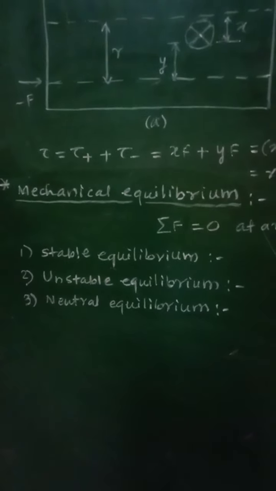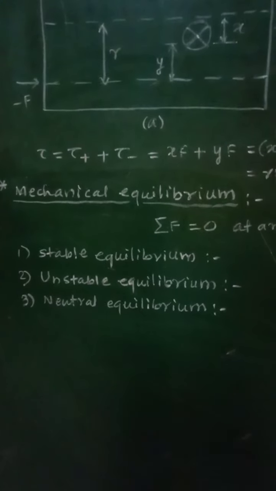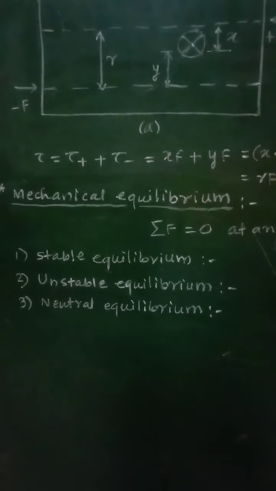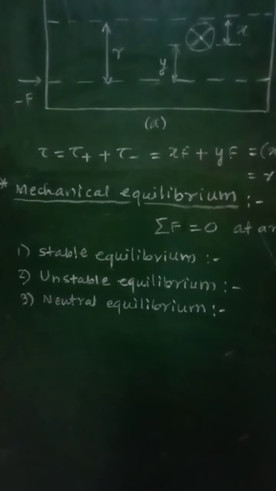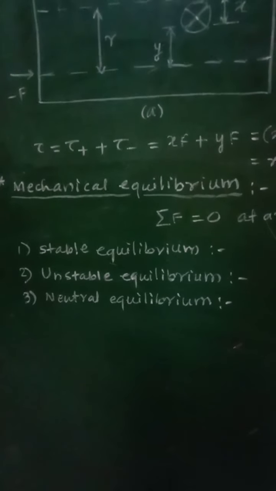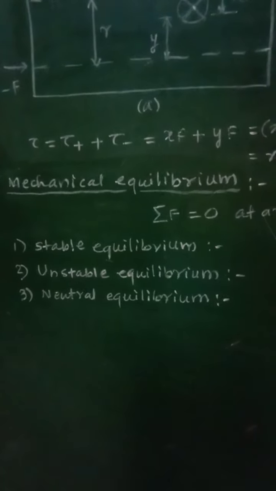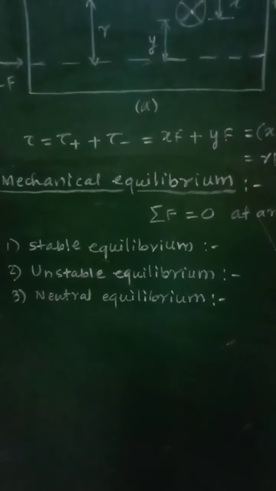If the body is disturbed from its equilibrium and released, and that body remains in its equilibrium position, then we can say that it is neutral equilibrium.